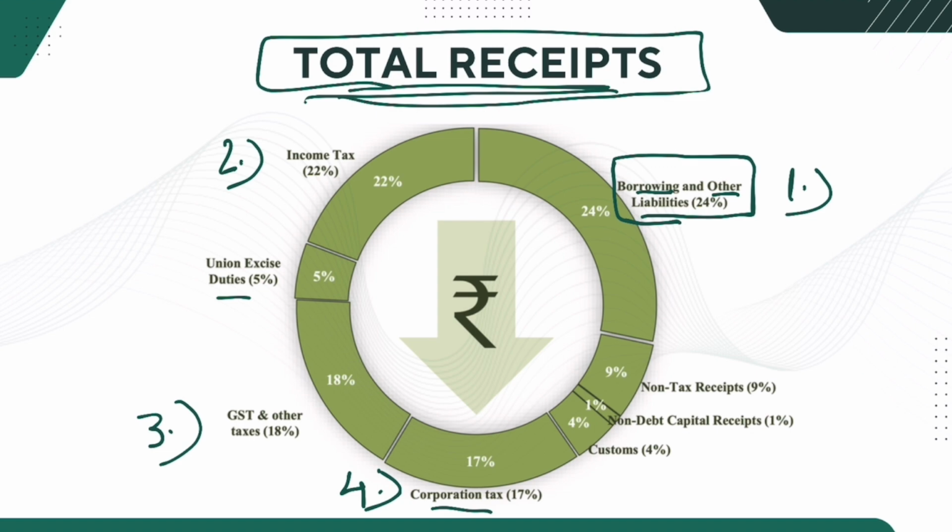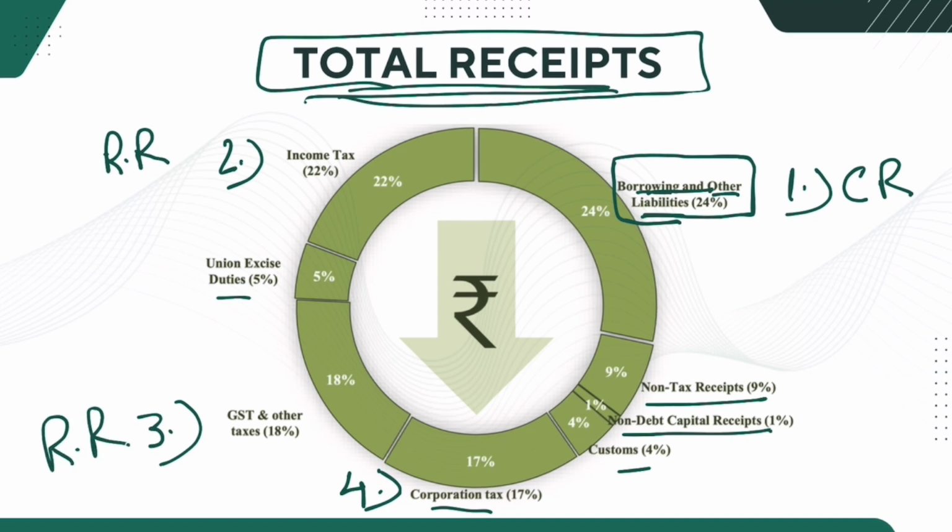Union excise duty, which is an indirect tax, customs duty, non-debt capital receipts like sale of Air India and all that, non-tax receipts, which are part of revenue account. Now, borrowing and other liabilities are capital receipts. Income tax is revenue receipt. GST is revenue receipt. Corporation tax is revenue receipt. Union excise duty is revenue receipt. Non-tax receipts, well, revenue receipt.